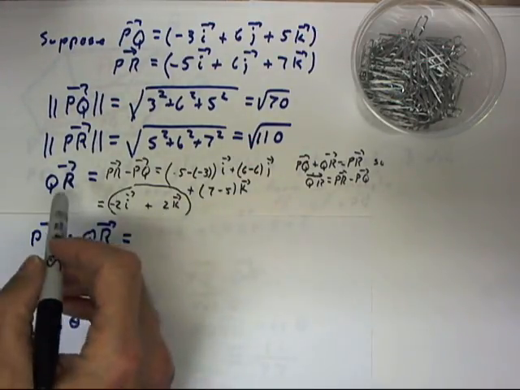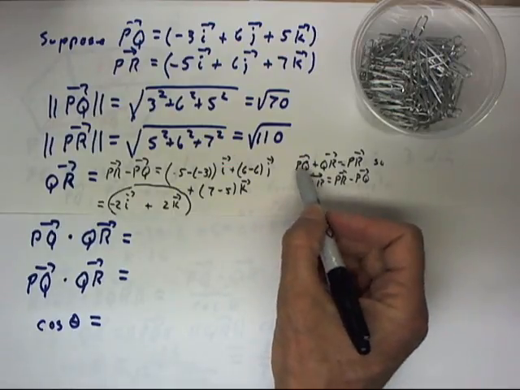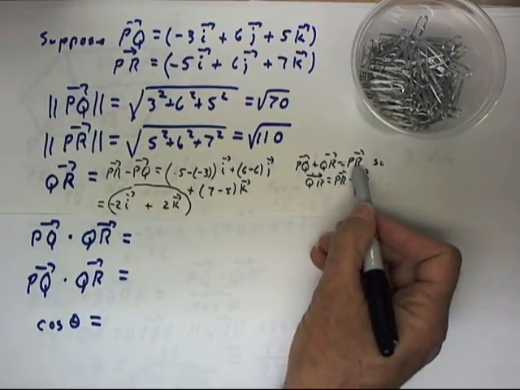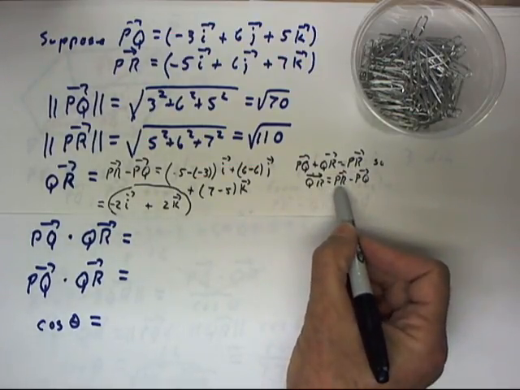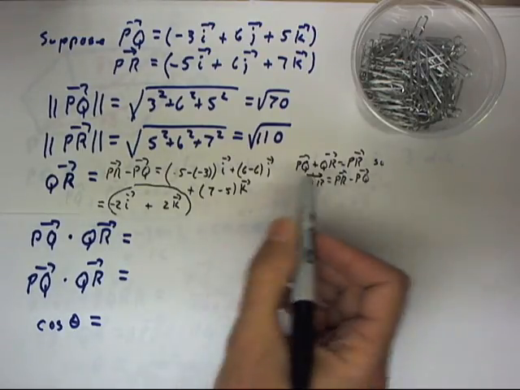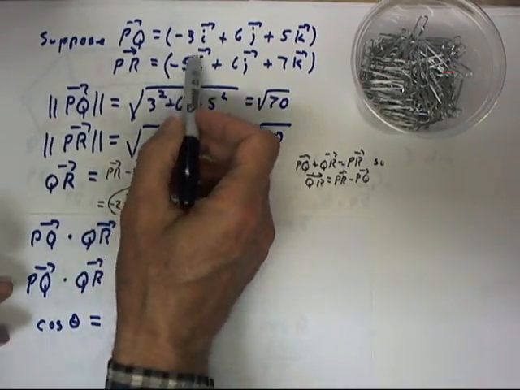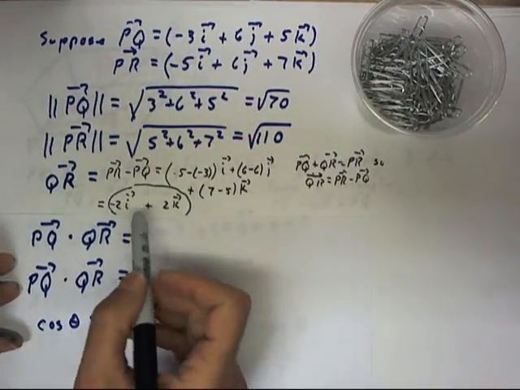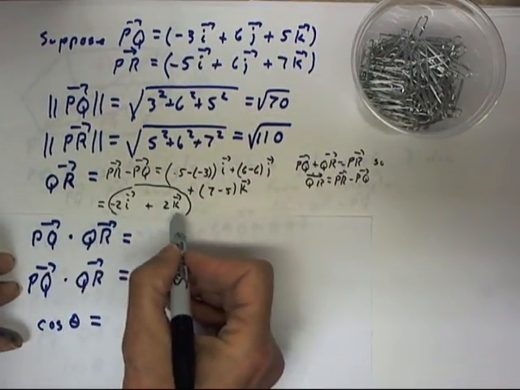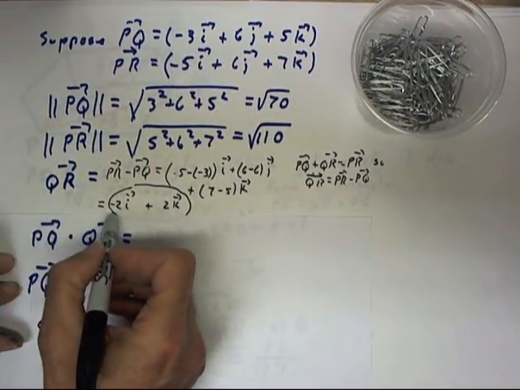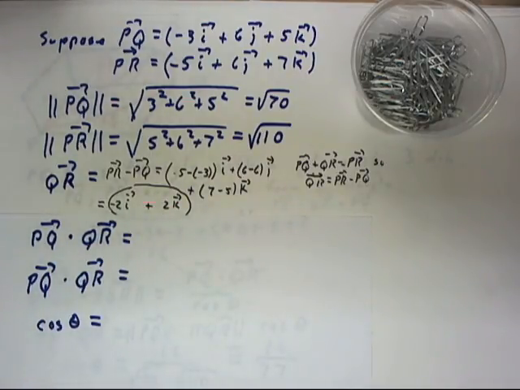We determined that the vector QR, because PQ plus QR equals PR, follows that QR equals PR minus PQ. Subtracting the coordinates of PQ from the coordinates of PR, the components, we get negative 2i plus 2k, so that QR is negative 2i plus 2k.